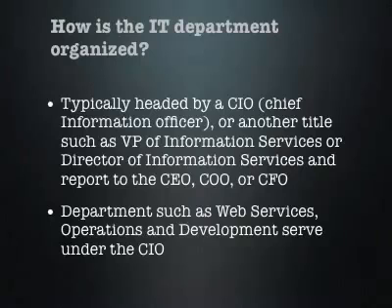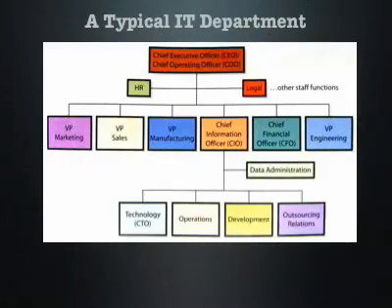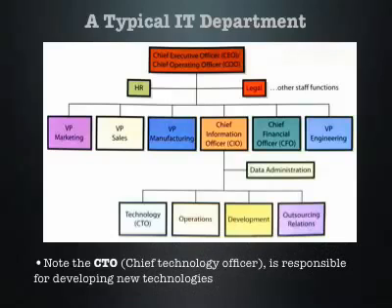Take a look at this graphic that displays how a company might typically organize their IT department. Note that the CTO, or Chief Technology Officer, who is responsible for developing new technologies, works underneath the CIO.